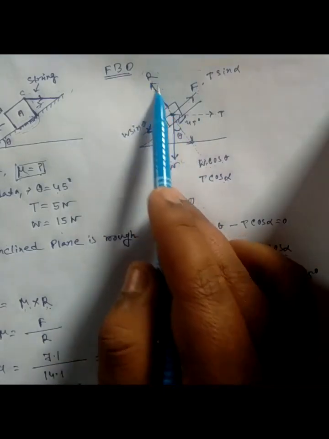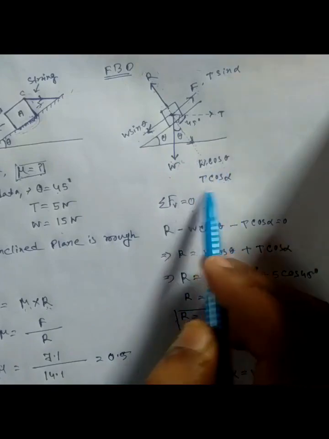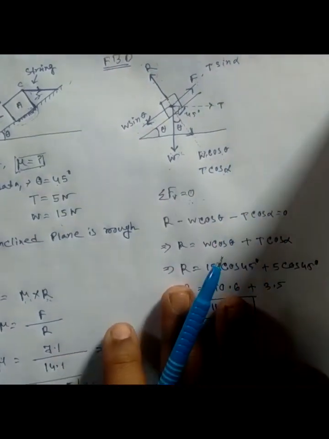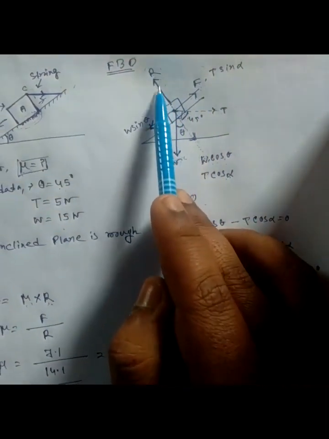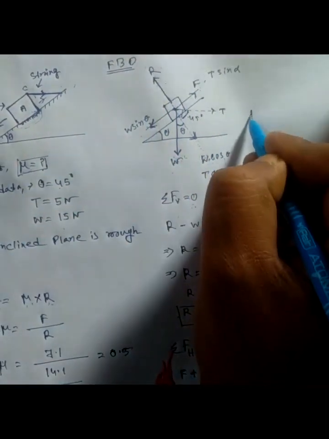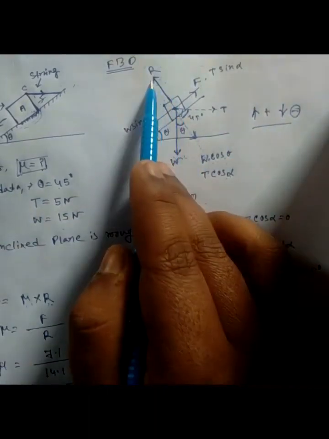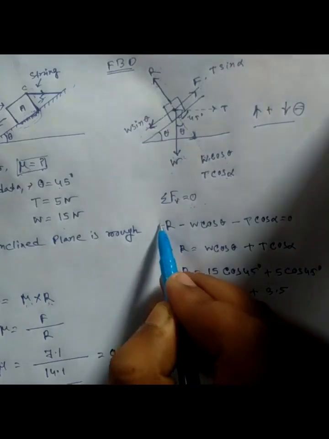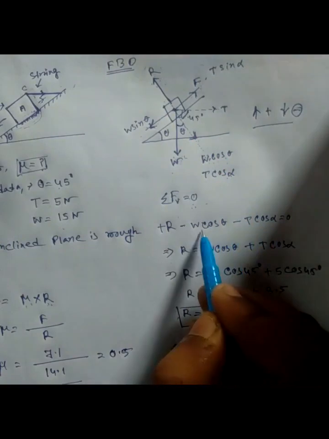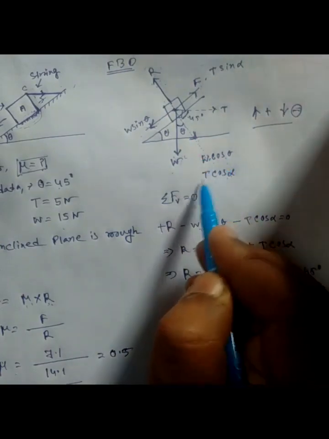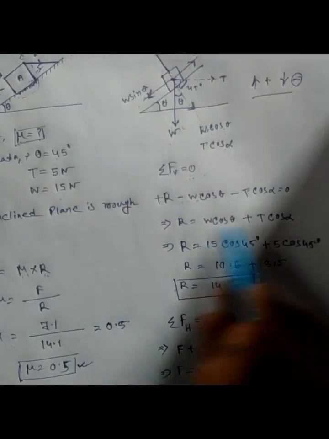equals 0, and then as vertical forces, three vertical forces act on this body. They are the reaction force R, W cos theta and T cos alpha. So now we consider all upward direction forces positive and downward direction negative. So R is in the upward direction, so it has a positive sign, and W cos theta and T cos alpha have a negative sign, because they act in the downward direction. Now solve these equations.